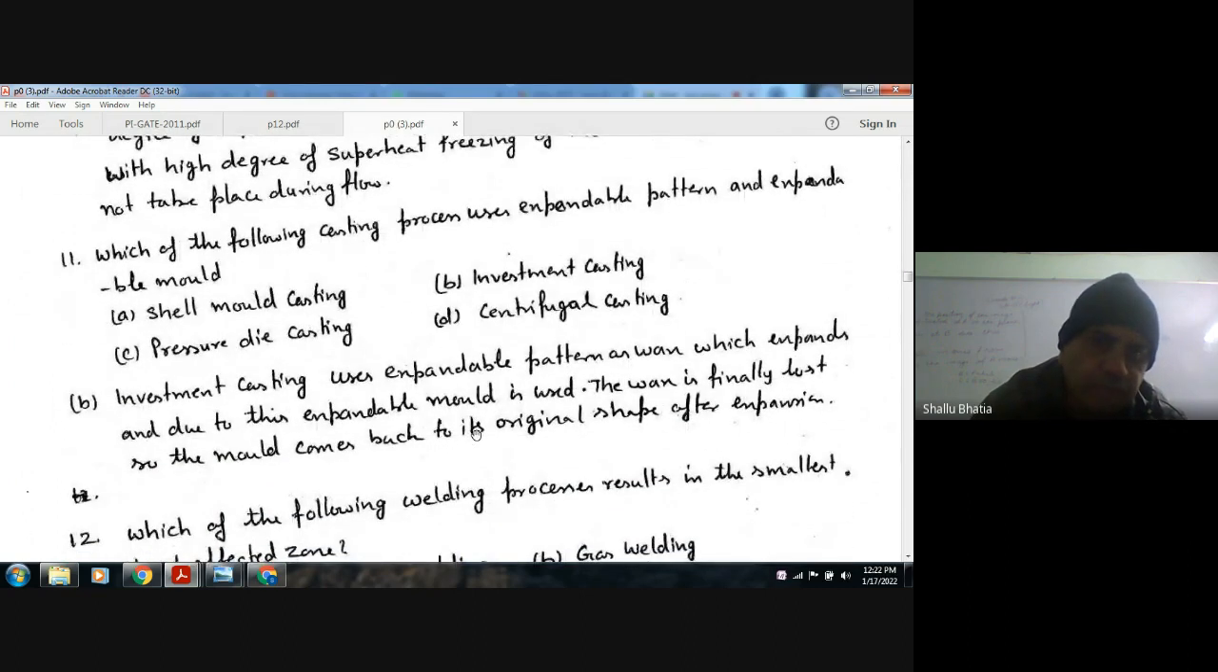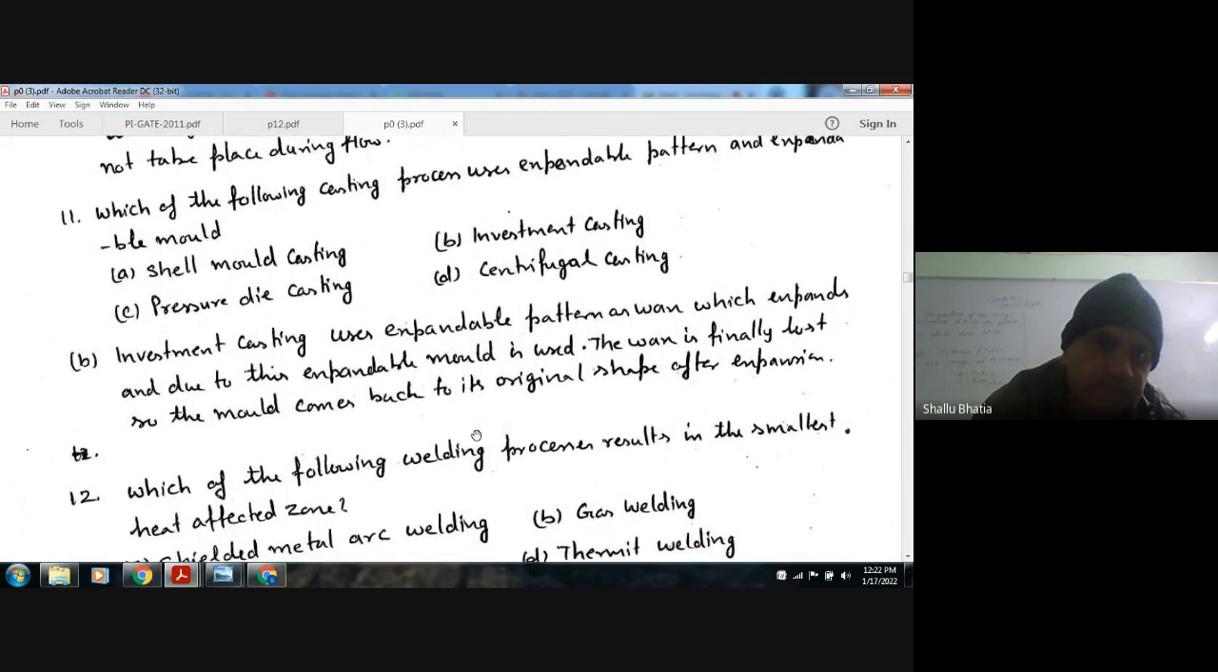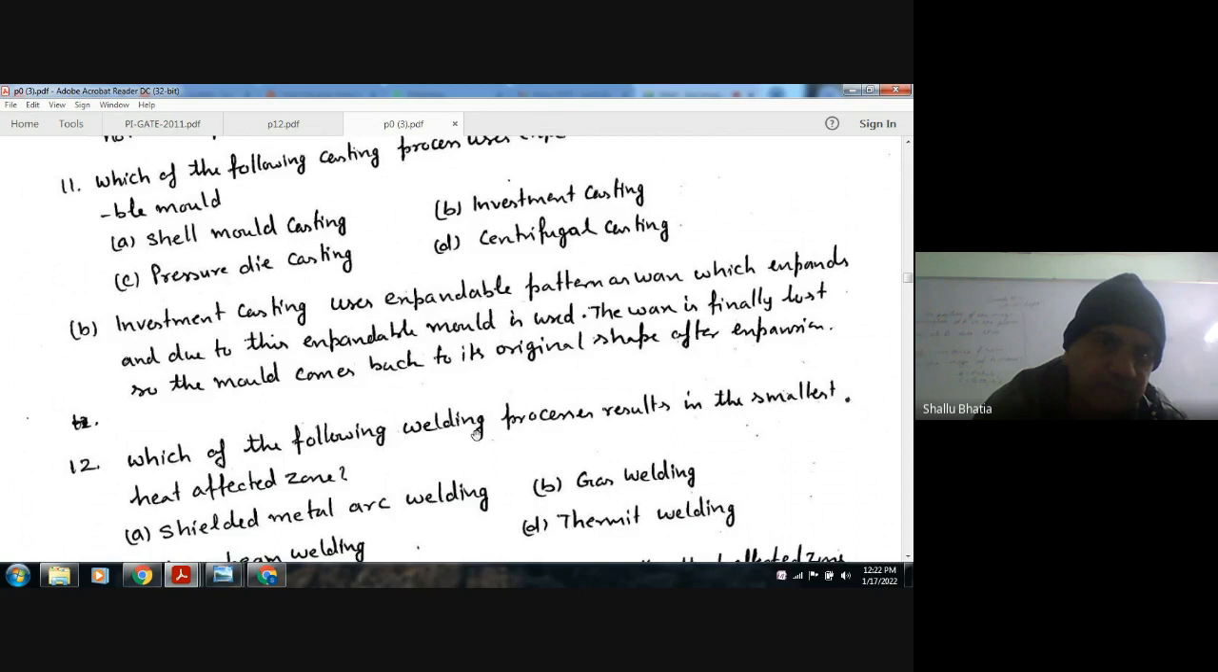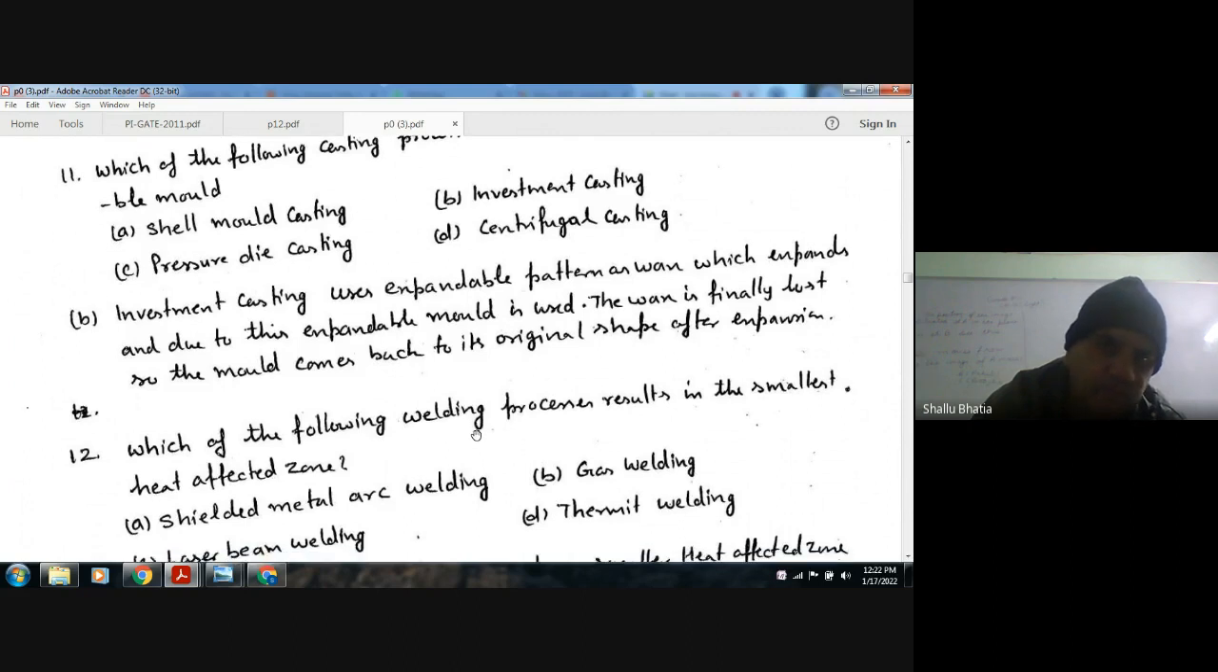Next, which of the following casting process uses expandable pattern and expandable mold? Option A, shell mold casting. Option B, investment casting. Option C, pressure die casting. Option D, centrifugal casting. So the answer is investment casting, which uses an expandable pattern, wax, and an expandable mold. The wax is finally lost, so the mold comes back to its original shape and state. So answer is the B.